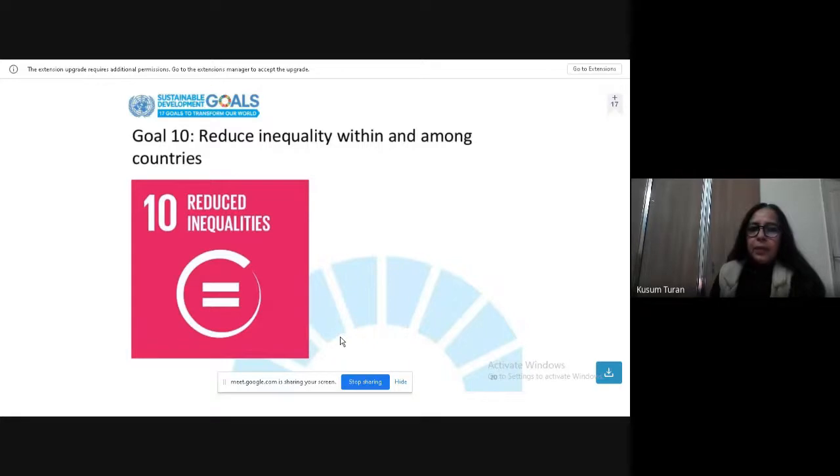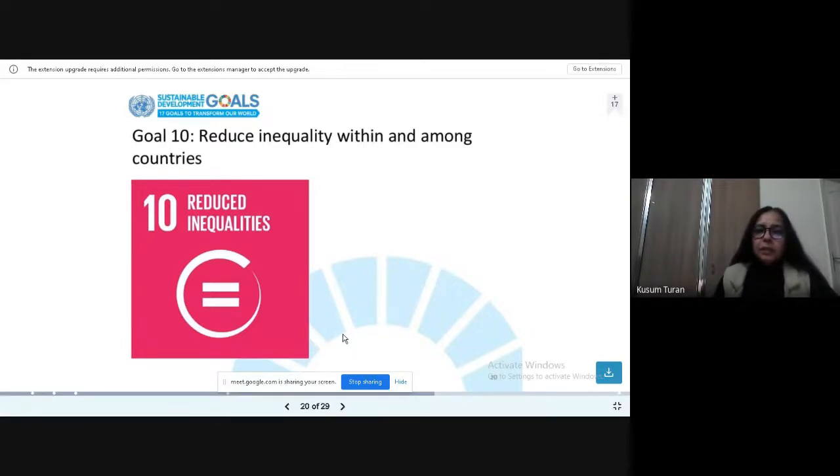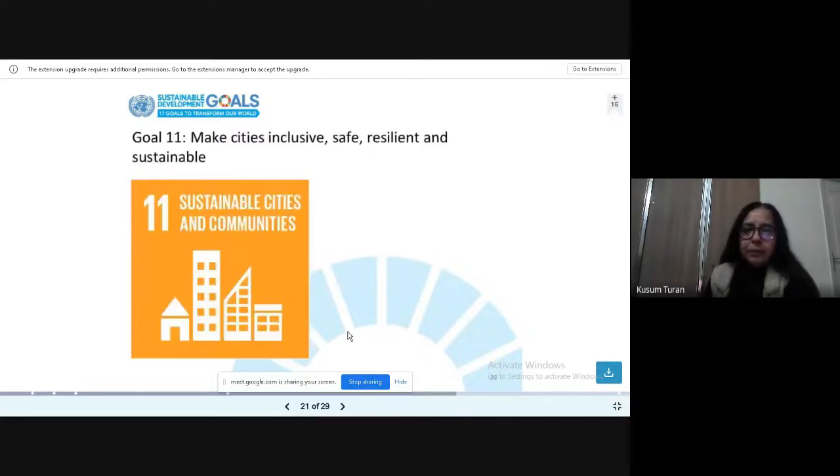Reduce inequality within and among countries. If we talk about some of the South African countries, refugees, we still have people who are living in underprivileged conditions, not very happy conditions. So we have to bring them up and balance all.